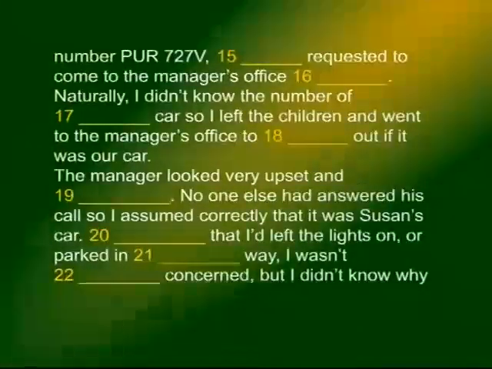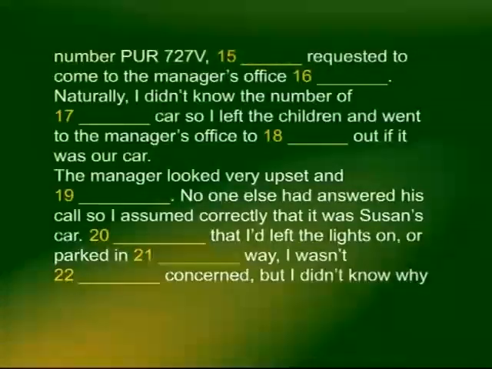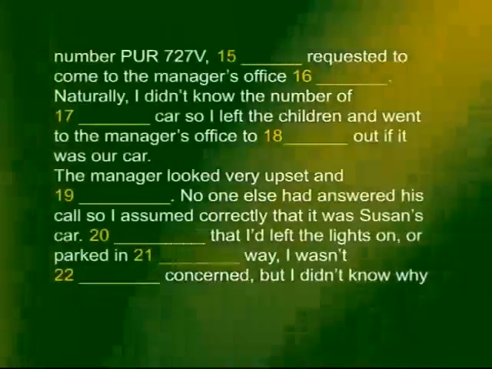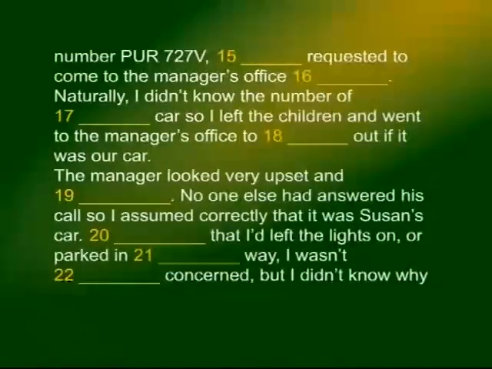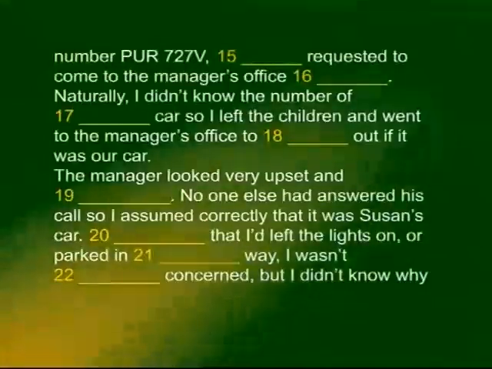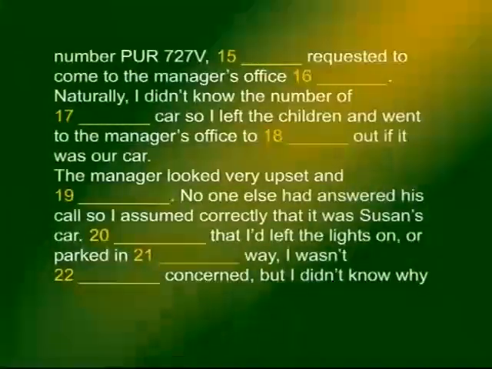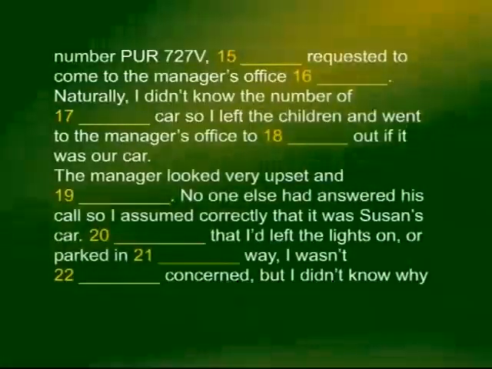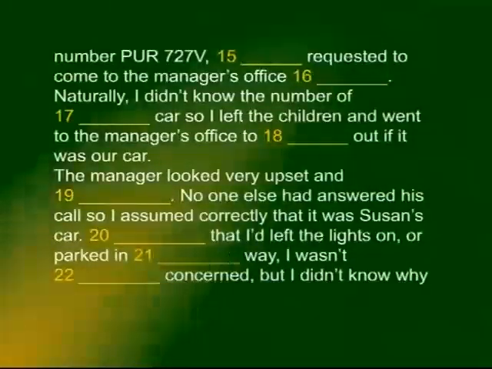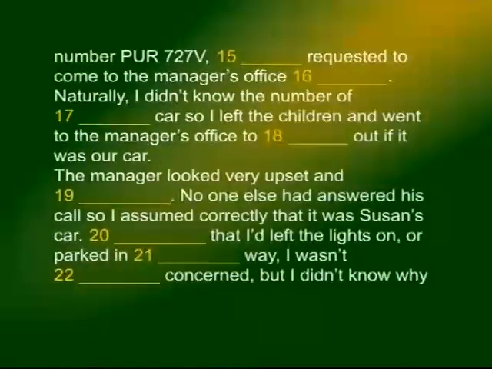So when it says "I didn't know the number of", the other word at the end of the gap is car, so it has to be "the number of the car", or you can even use "Susan's car". Both would be correct. "I didn't know the number of Susan's car. So I left the children and went to the manager's office to find out if it was our car."